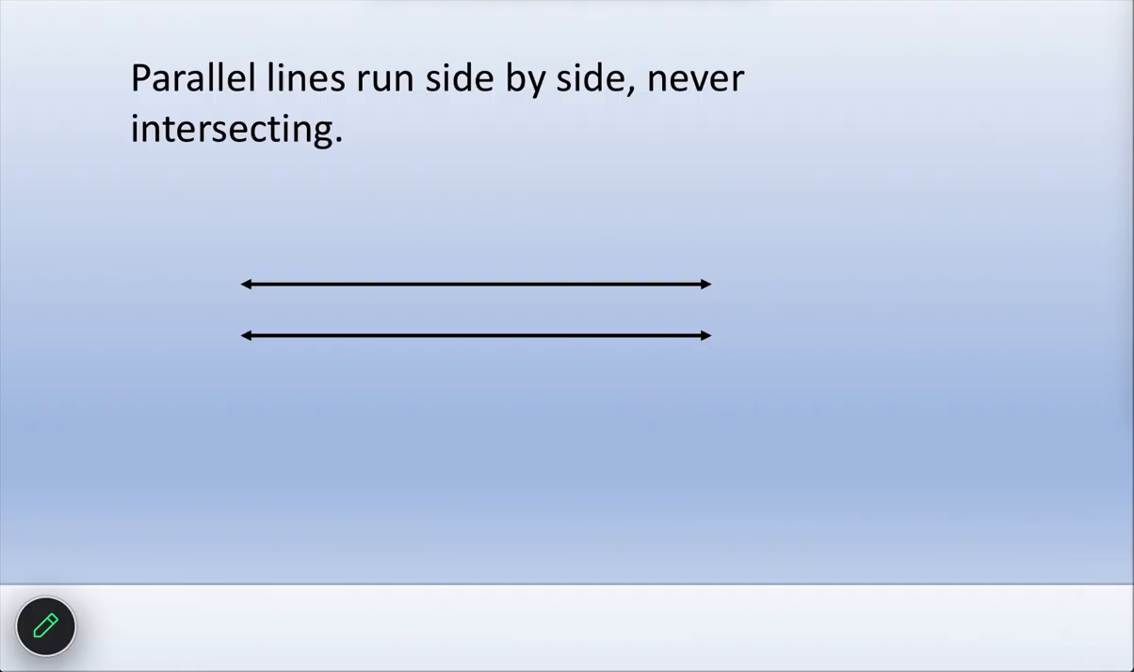Let's talk about parallel. Now, perpendicular we saw earlier. Those were two lines that meet at a 90-degree angle. Here are parallel. Parallel are two lines that run side by side and they never intersect. Think railroad tracks. So that is a vocab that you're going to have to know.